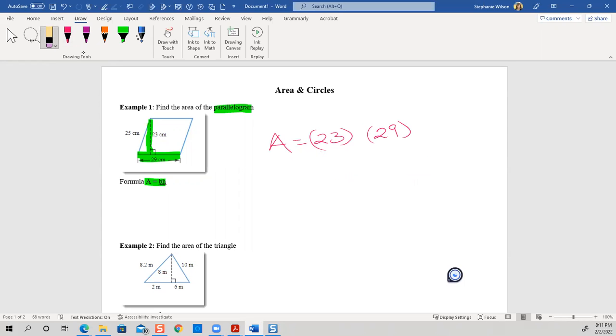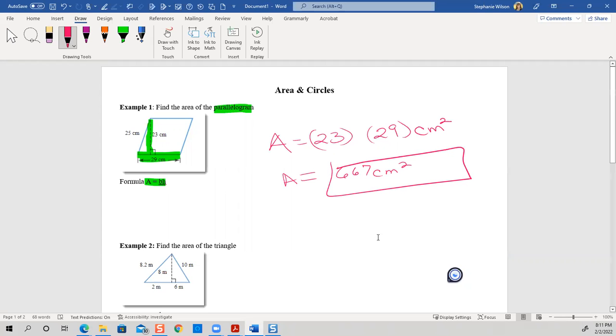All right. So let's write our centimeters squared here. And let's multiply that. So we have 23 times 29 gives me 667 centimeters squared. And that's the area. It's that simple.